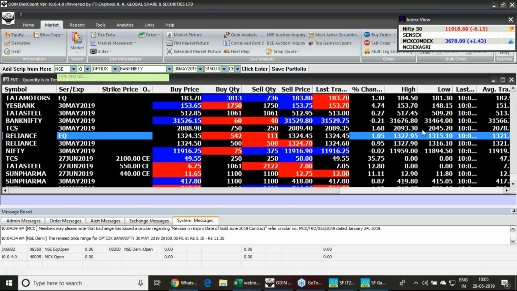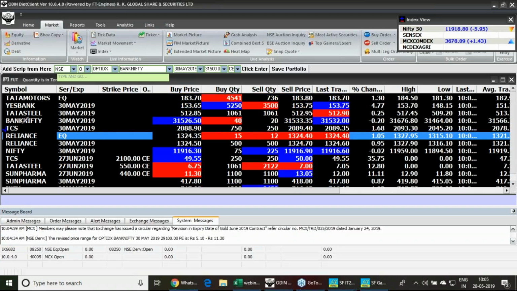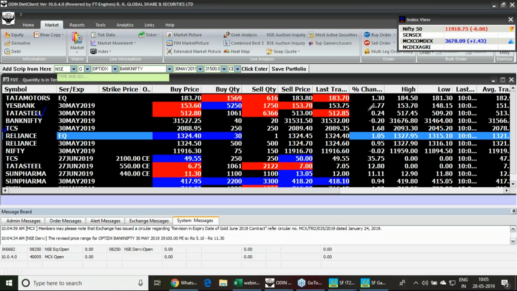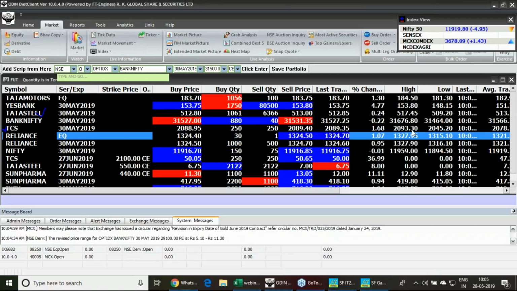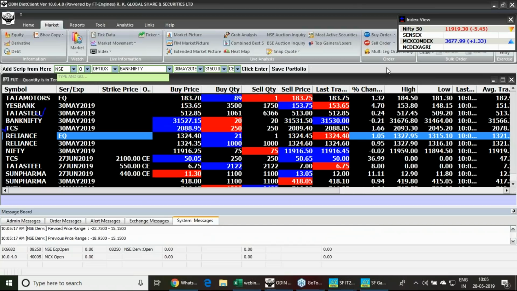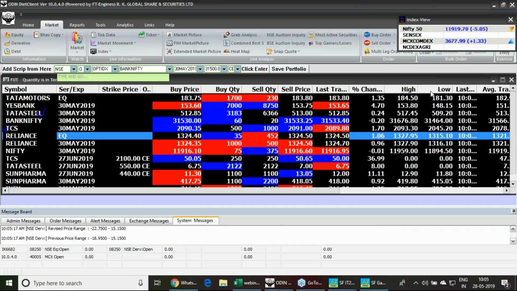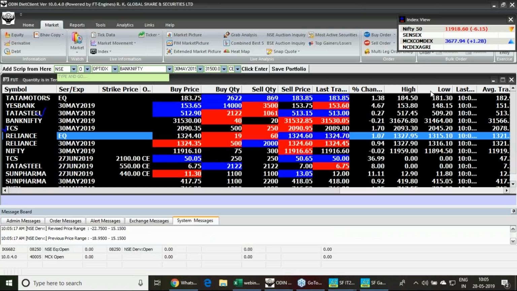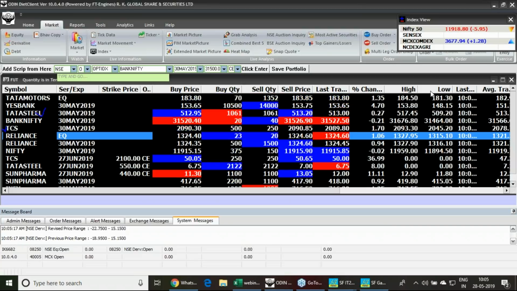Traders used to do this: today Reliance, tomorrow TCS, the day after Tata Steel, then a friend said this, then the next day some TV channel named these stocks. We go on doing all these things. Please do not do that.